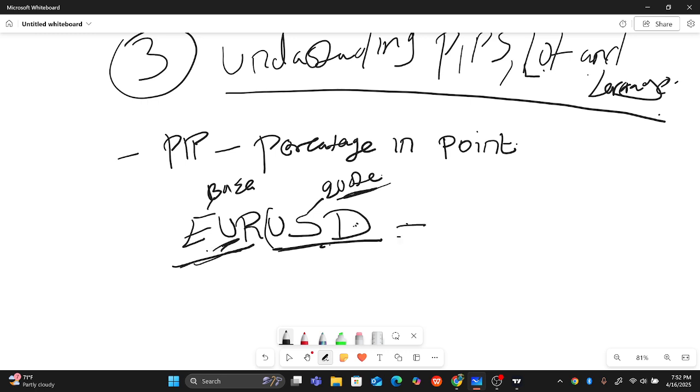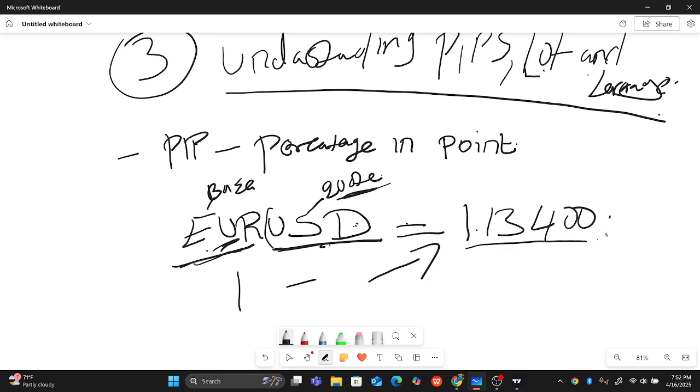You get me? So if you write something like 1.3400, it means that the price of 1 euro is 1.3400, and that means the price of the euro is up. For you to buy 1 euro, of course the base currency price is always 1. So for you to buy 1 euro, you need 1.3400 US dollars.